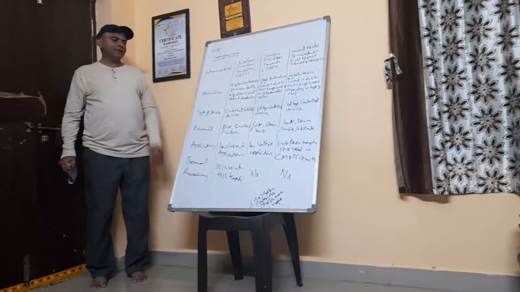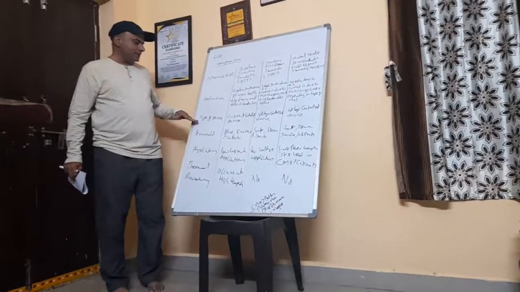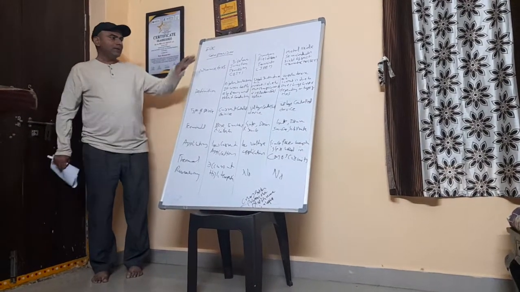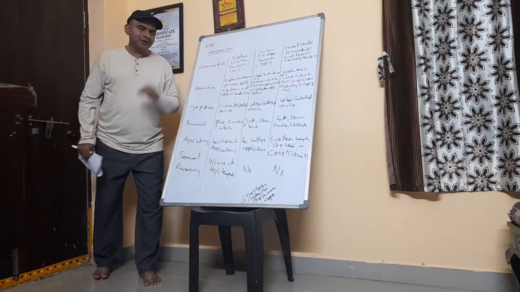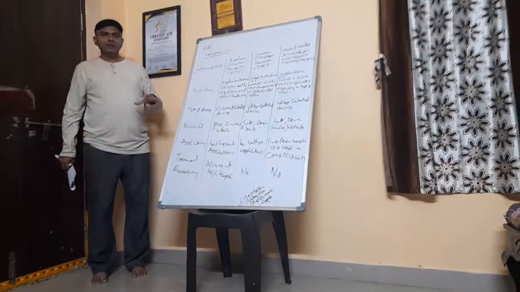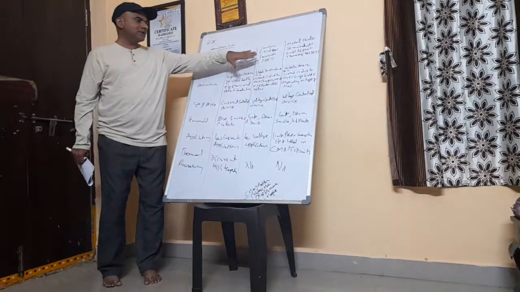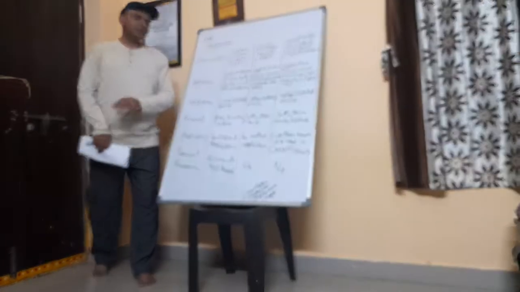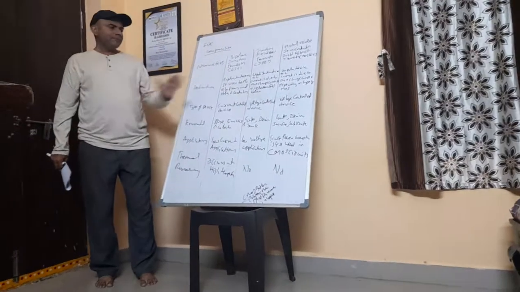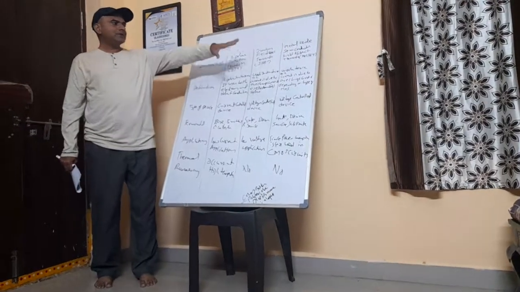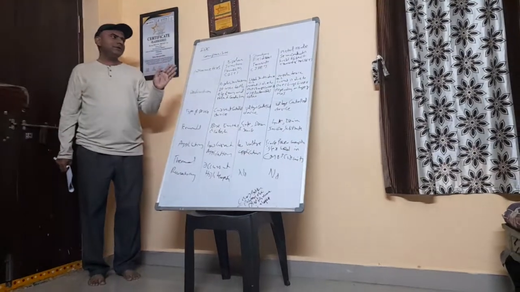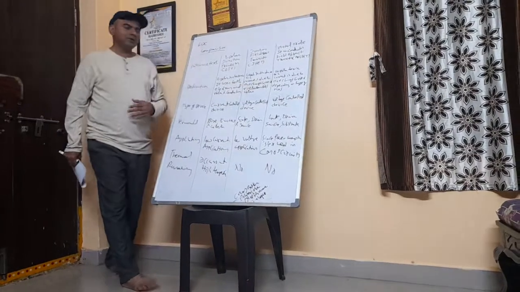This is the first parameter we have to evaluate. The next parameter is type of device. Bipolar junction transistor is a current control device, and junction field effect transistor is a voltage control device. Again, metal oxide semiconductor field effect transistor is also a voltage control device.